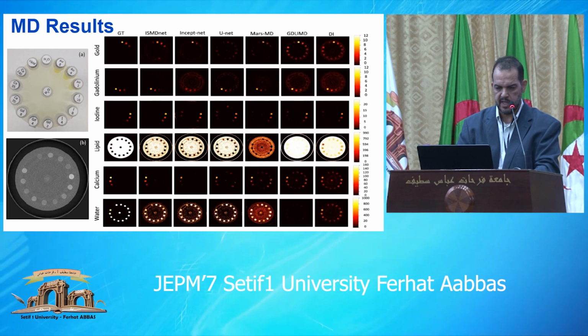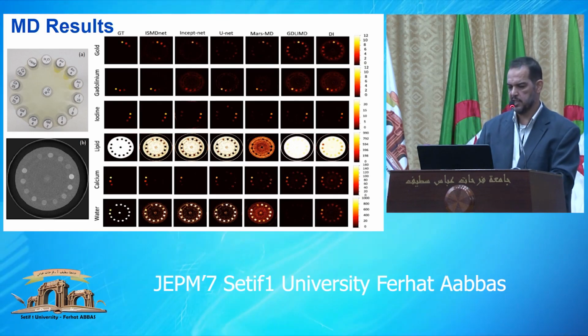This is a phantom that has different materials, including water, gold at different concentrations, 2, 4, and 8. We have different concentrations of iodine, 4, 8, and 16. We have different concentrations of gadolinium. We have calcium, 3 concentrations of calcium. And this is the phantom material.